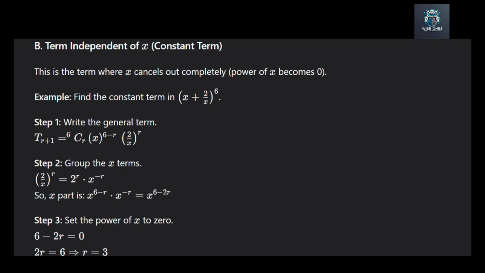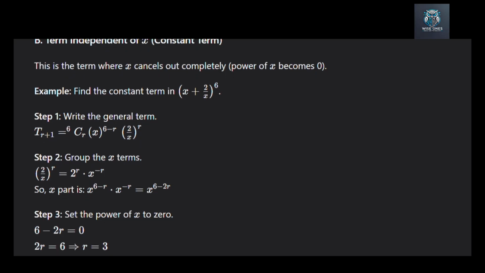Step 3. Set the power of x to 0. We want the constant term, so the power of x must be 0. 6 minus 2r equals 0. Add 2r to both sides. 6 equals 2r. Divide by 2. r equals 3. Step 4. Calculate the term using r equals 3.